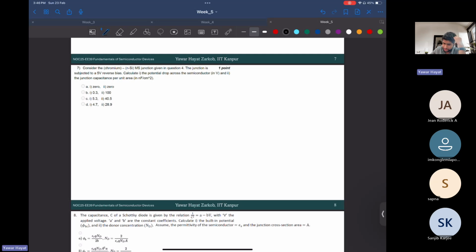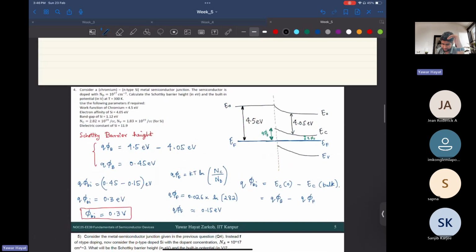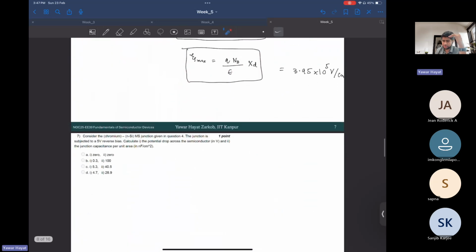Your effective band bending when it's subjected to a reverse bias of 5 volts would be your built-in potential plus this reverse bias, right? Phi bi plus VR. And phi bi in this case was this one. If you add 5 to this, that would be the potential drop. So the potential drop would be 5.3.